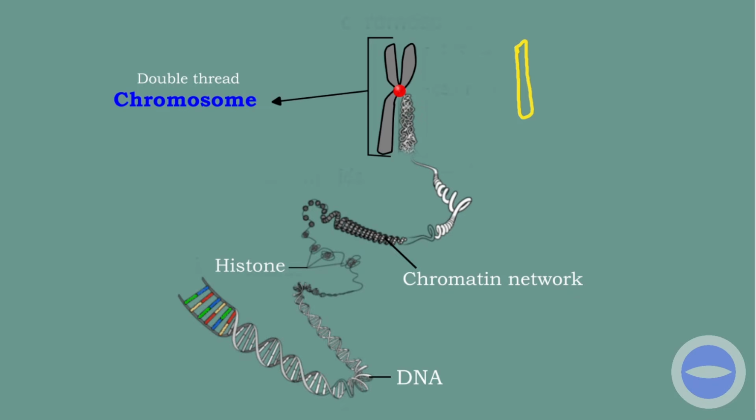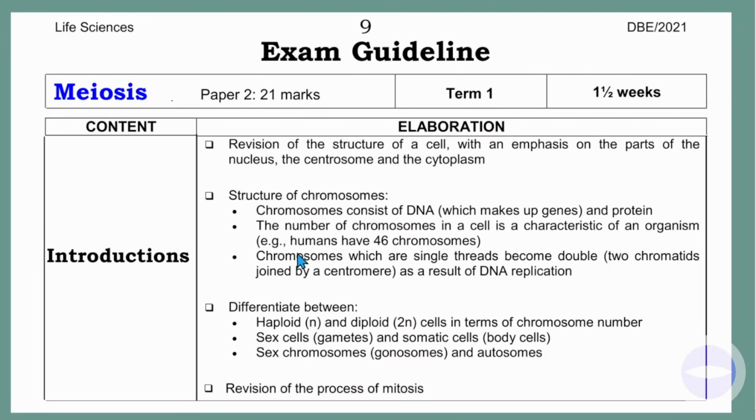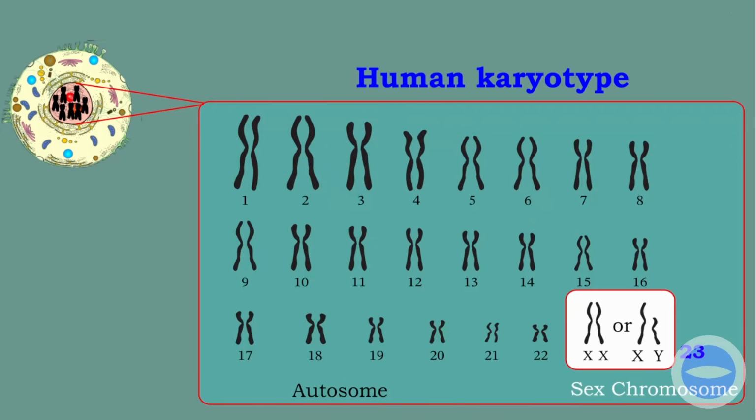Another thing that the examiner wants us to know, we must know the number of chromosomes in a cell is a characteristic of an organism. For example, humans have 46 chromosomes. So here we have a cell. Inside there are chromosomes. As humans, we have 23 pairs of chromosomes, 23 from paternal and 23 from maternal.